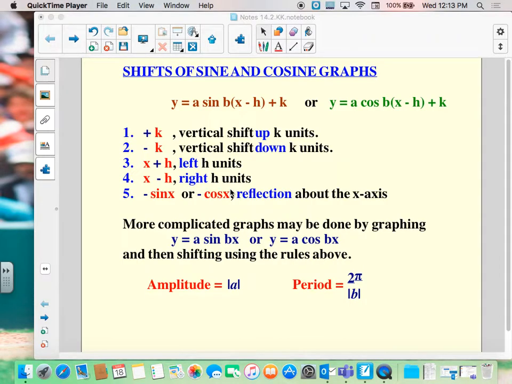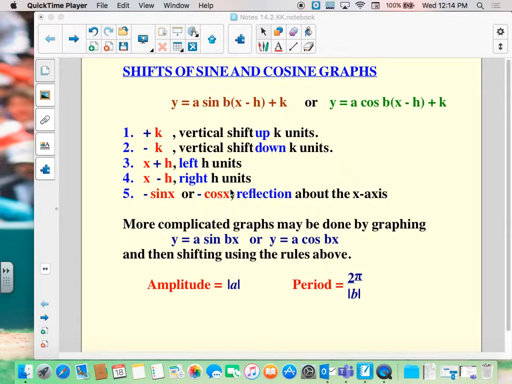Honors Algebra 2 students, here we go again. Control your excitement out there. We are going to shift around our sine and cosine waves. And this first slide has a lot of info you probably want to put in your notes. And I'm going to talk about it for just a minute.